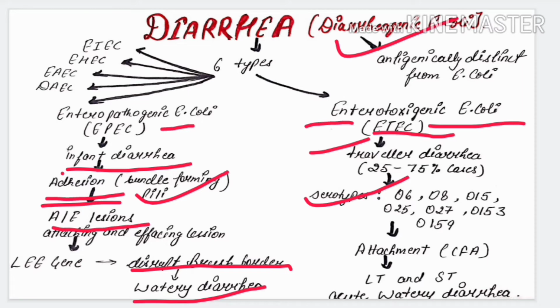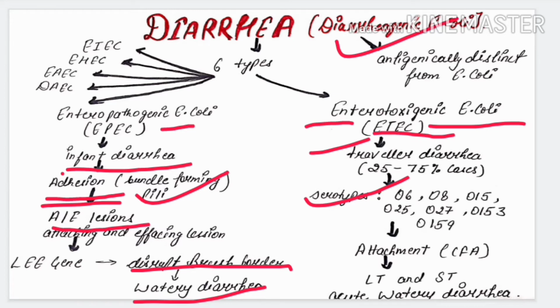LT will increase the adenylate cyclase activity that leads to the increased accumulation of cAMP, and that results in increased secretion of H2O and electrolytes, and ultimately leads to diarrhea.